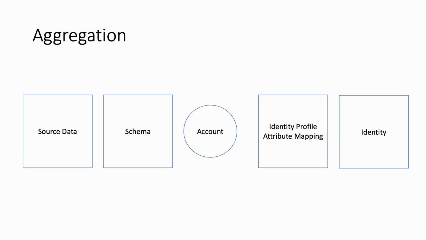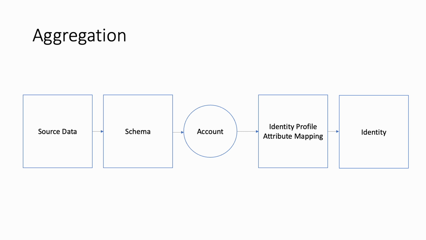It starts from source data, where the user data originated, such as from HRMS and Active Directory. The schema defines the structure and format of data coming from sources. It ensures the data consistency when it's being processed by IdentityNow. After the data is extracted and structured by the schema, each user's data is considered an account. This represents their identity and access rights in a specific system.